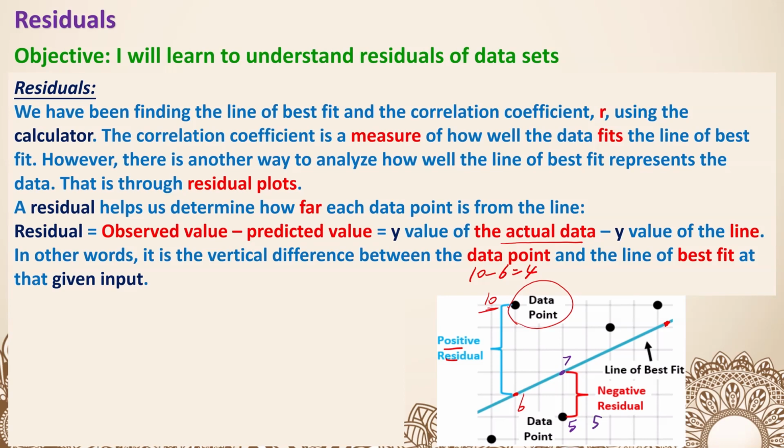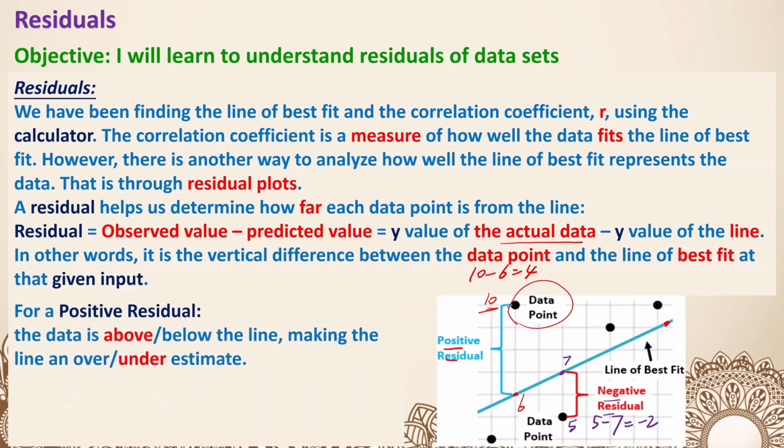So in this case, it's going to be 5 minus 7, which is -2, so it's a negative residual. These are the two different situations. For a positive residual, the data is above the line, making the line an underestimate. So you're given these words, but make sure you circle the correct one.